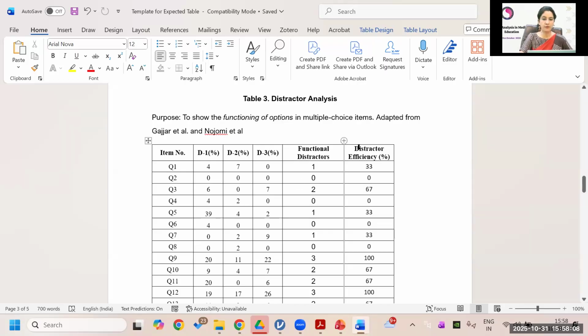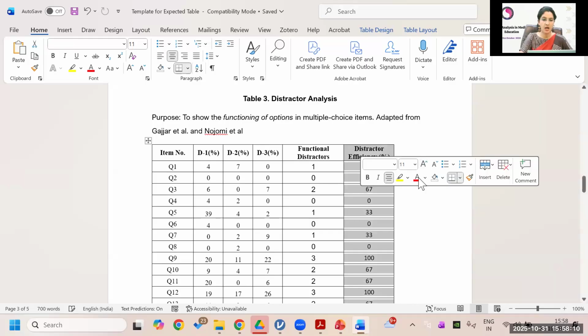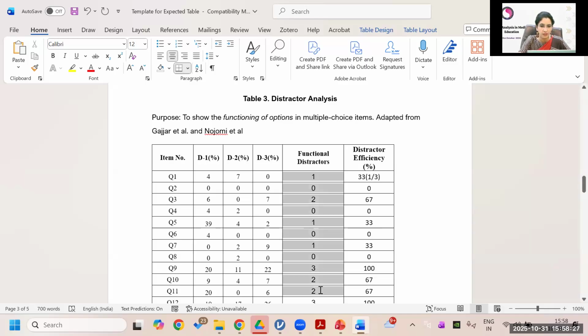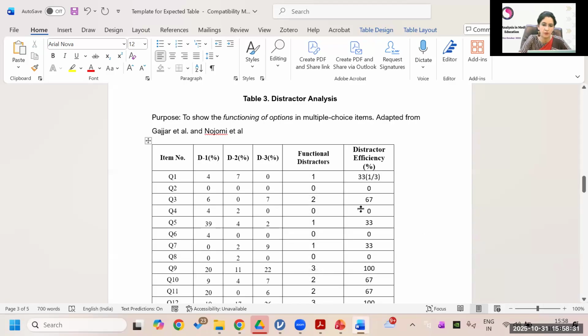If you have to calculate the distractor efficiency, how will you do it? It is like 1 by 3. You can do it in Excel also. And that is right, like Dr. Shamshad is saying, there will be only a few values: either 33 or 67, or 0 or 100.